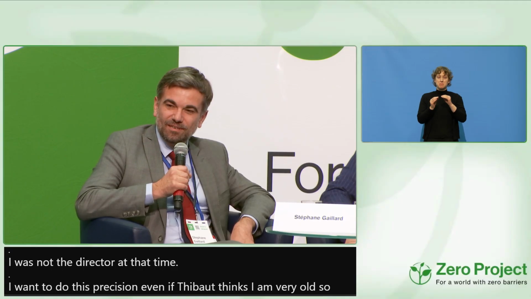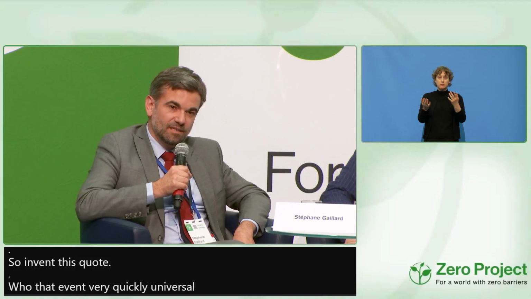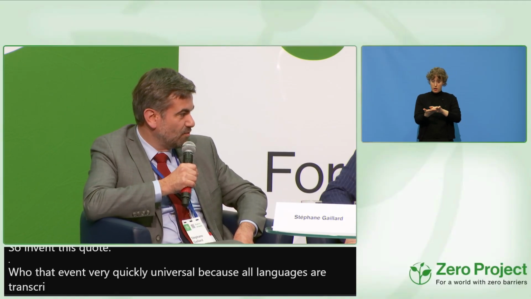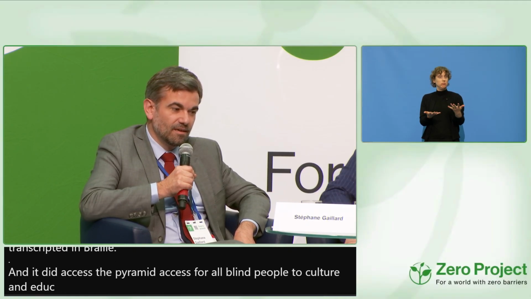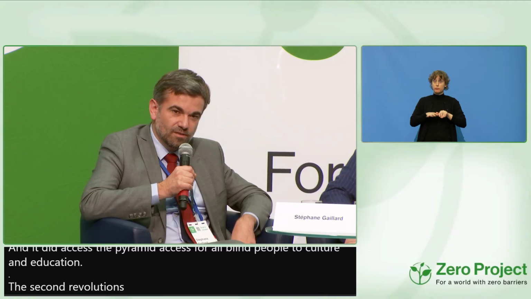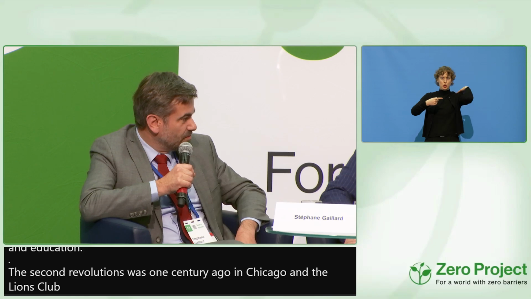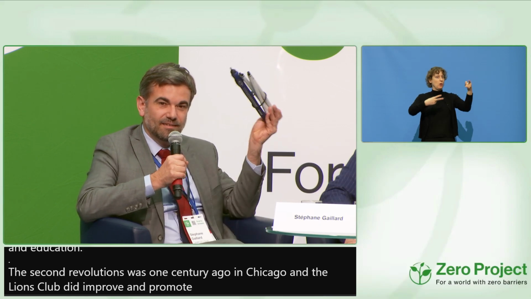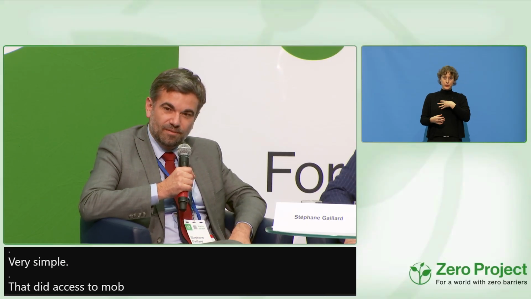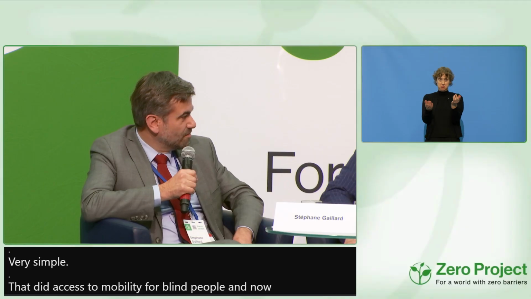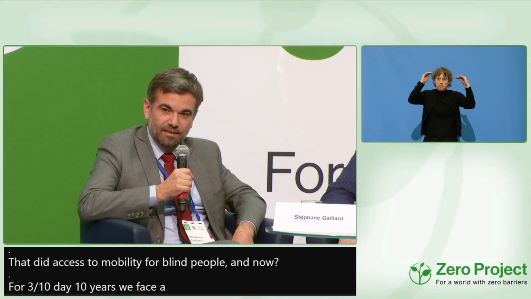This code became very quickly universal, because all languages are transcribed in Braille, and it permitted access for all blind people to culture and education. The second revolution was one century ago in Chicago, when the Lions Club improved and promoted the white cane, this very simple tool that gave access to mobility for blind people. And now, for 3 or 10 years, we face the third revolution, AI.